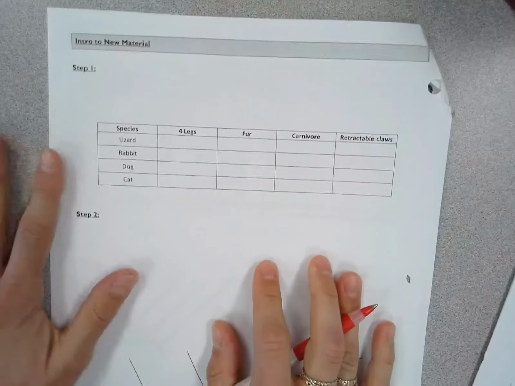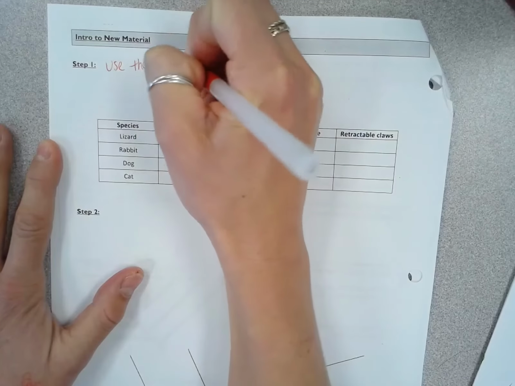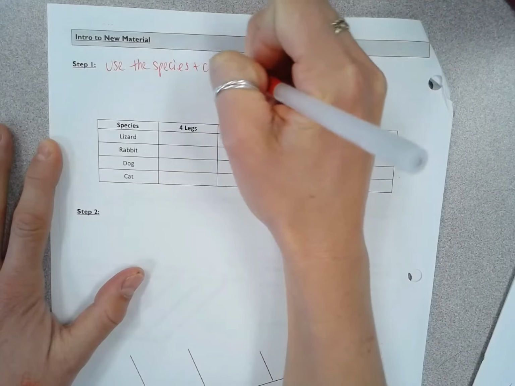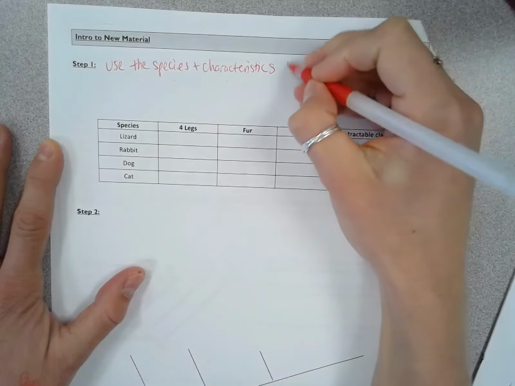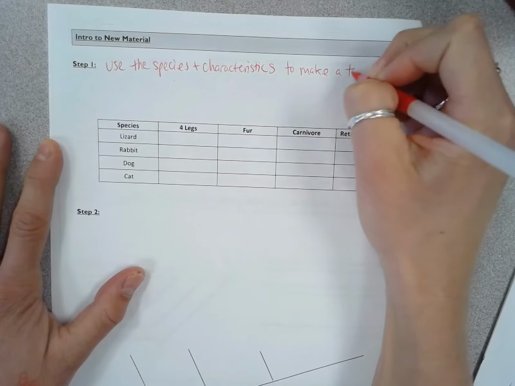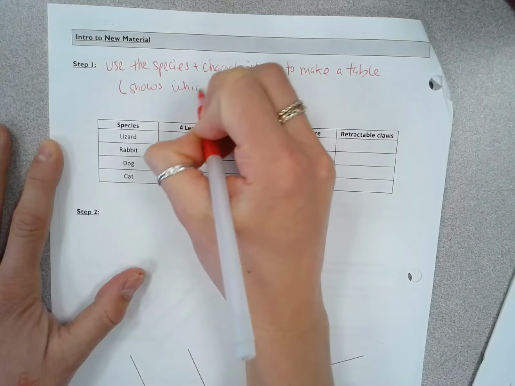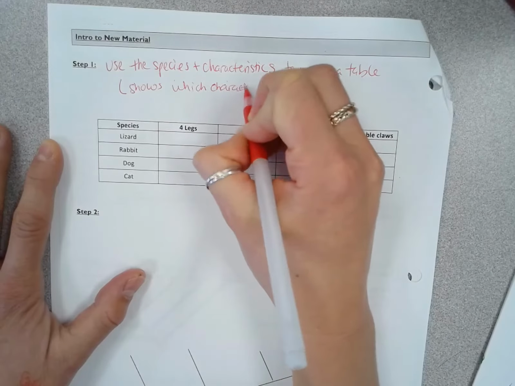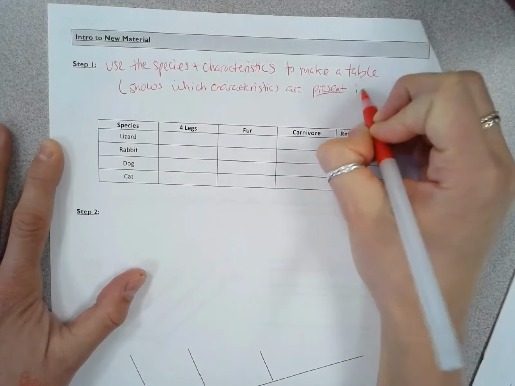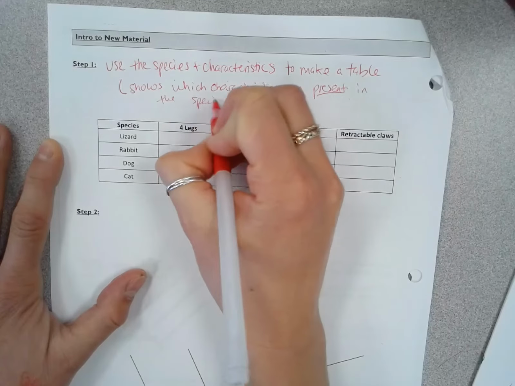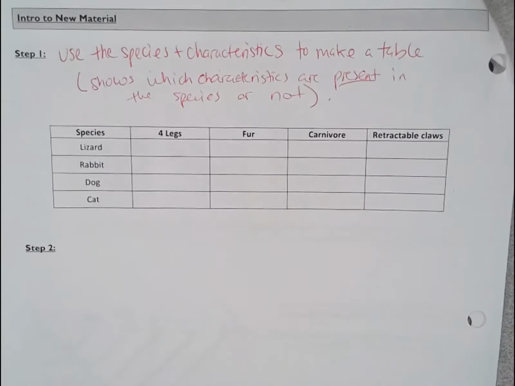Okay. So step one. The first thing that we need to do is we're going to use the species and characteristics. Both the species and the characteristics are the traits to make a table. This table is going to show which characteristics are present or not present in the species or not. Sorry, this is not the best to see.